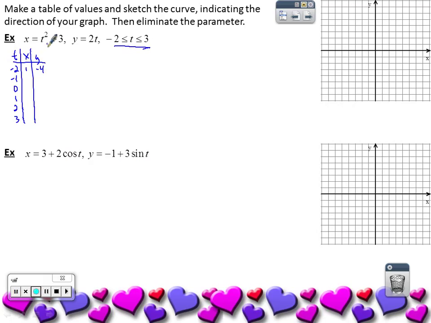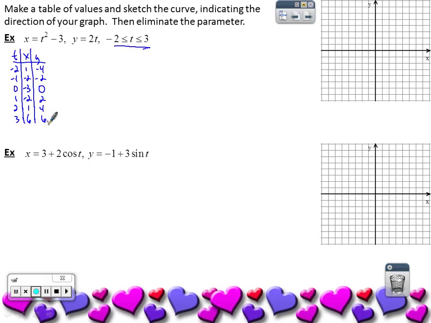Substitute the -1 in here, I get a -2. -1 in here, I get a -2. Substitute the 0 in for t, I get a -3 and a 0 for the y. Substitute a 1 in, I get a -2 and a 2. Substitute the 2 in, 4, so I get a 1 and a 4. And the last one is substituting a 3 in, I get a 6 and a 6.